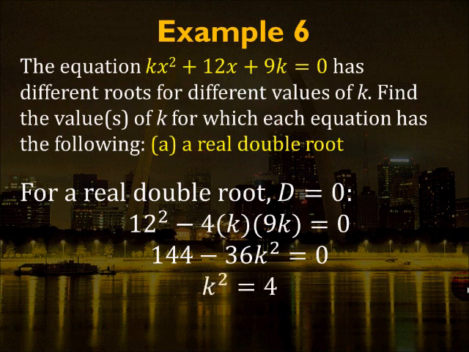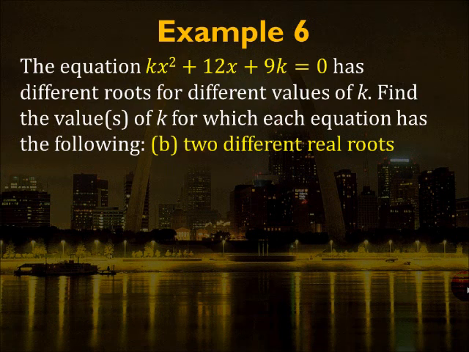Now let's solve for k. If you separate the two values and divide by 36, you get k squared equals 4. So when you take the square root of both sides, make sure you include both the positive and negative. So k would have to equal plus or minus 2 for it to produce a real double root. Either k value will produce a discriminant of 0.